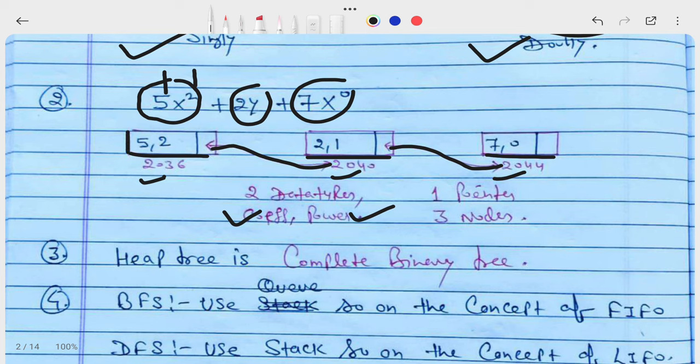So in this node, one is the address, meaning the pointer, and there are 2 data types: one is the power and the other is the coefficient. So in your exam you will write: coefficient and power means total data types is equal to 2, there is 1 pointer, and the total number of nodes is 3. Okay, this is the correct answer.